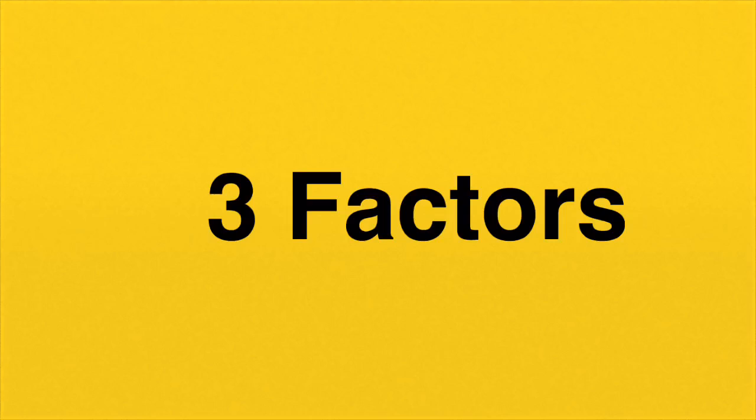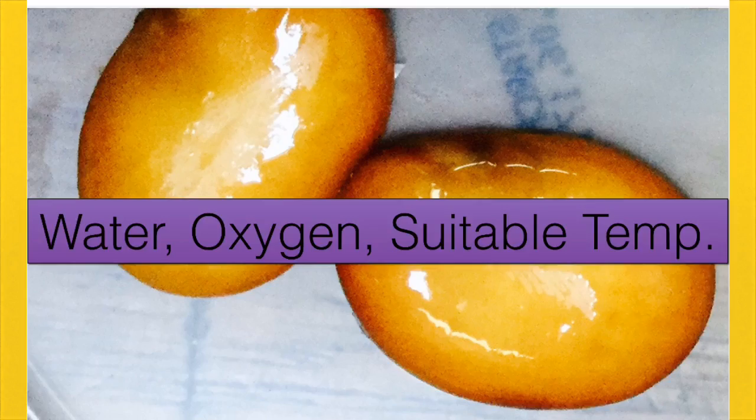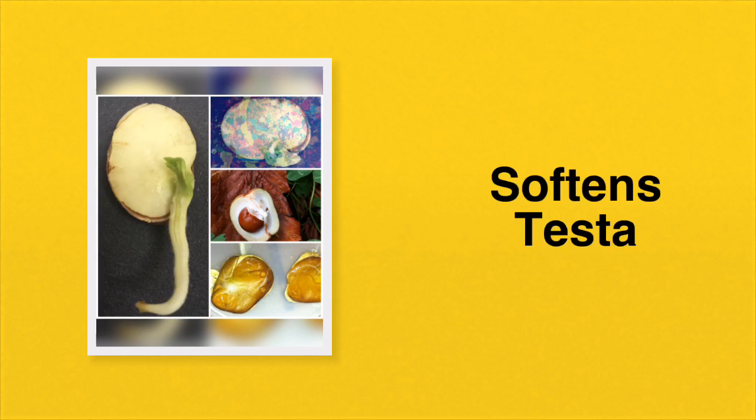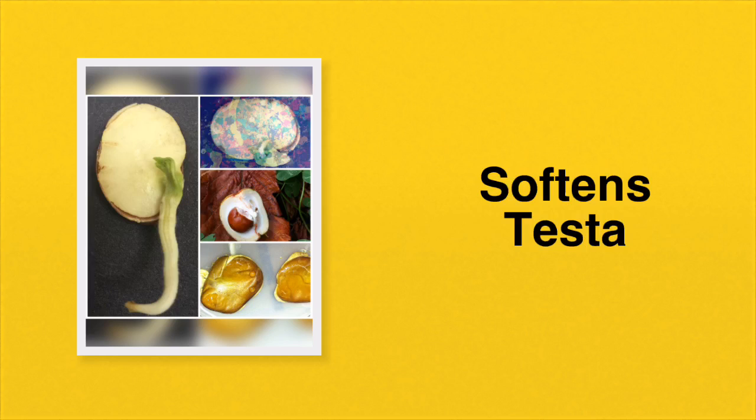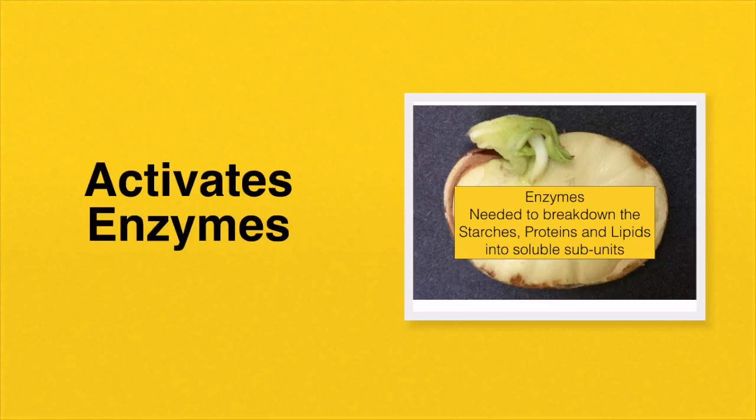And for germination to take place, three factors are essential: water, oxygen, and a suitable temperature. Let's go over why water is important. Water is responsible for softening that tough testa. This basically allows oxygen to enter, and it also allows more water to enter the seed so that it can go into the cytoplasm of those cells.